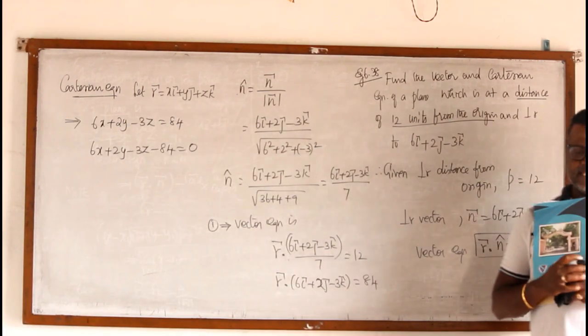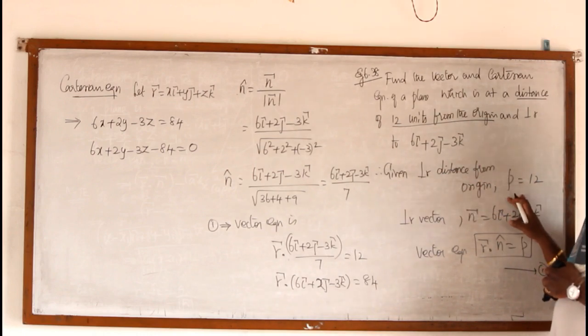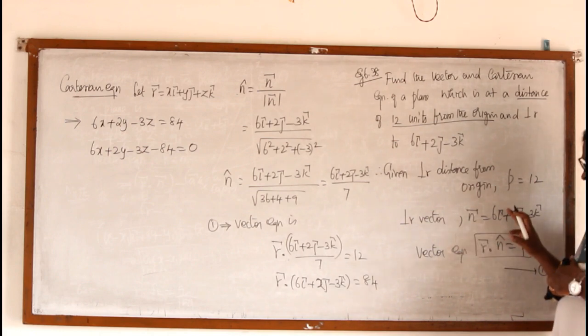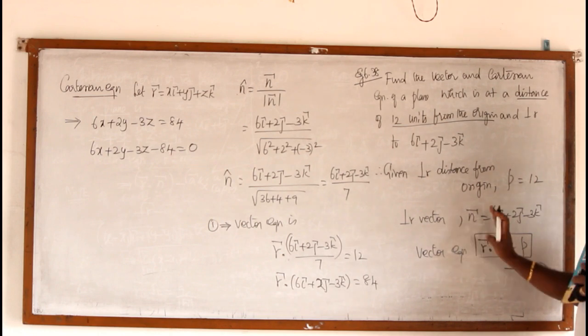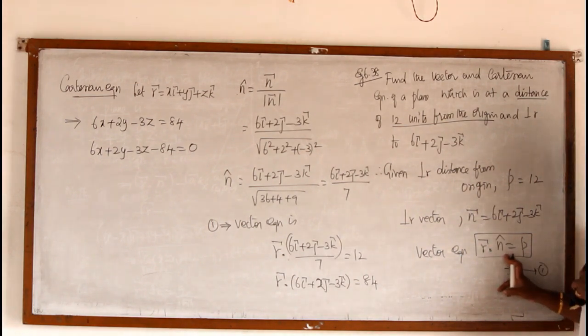If a perpendicular distance and a perpendicular vector is given, the perpendicular distance from the origin is p. The perpendicular vector is always the normal vector, n vector. If it is a unit vector, I must take it as n cap. If it is a normal vector, I must take it as n vector. Then the vector equation is r dot n cap equal to p.